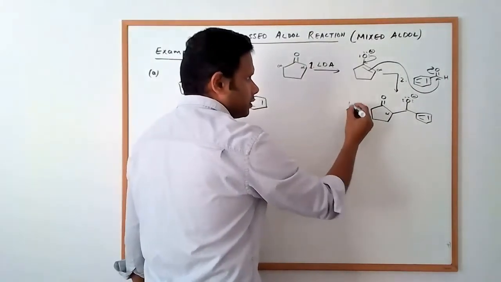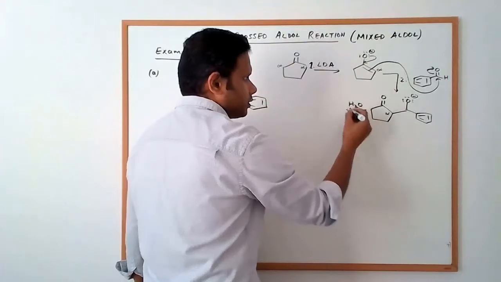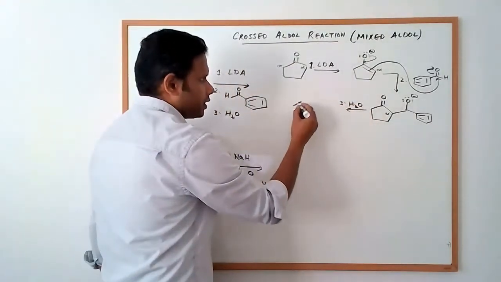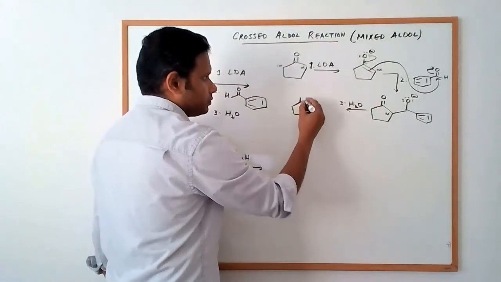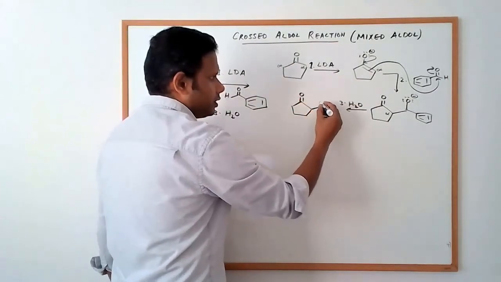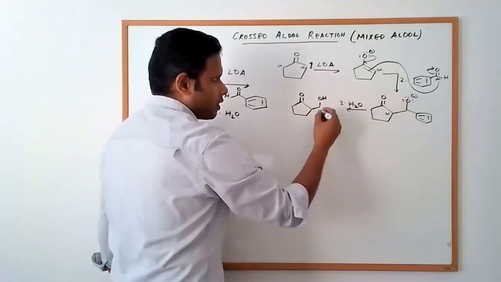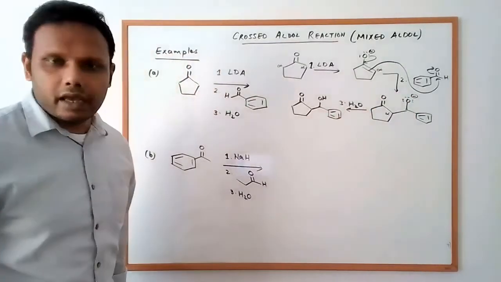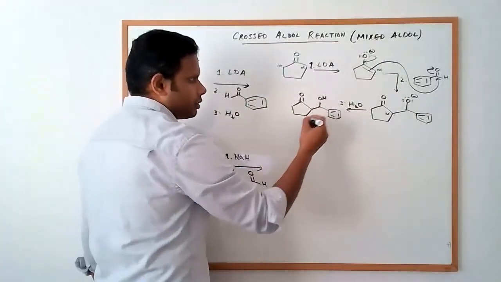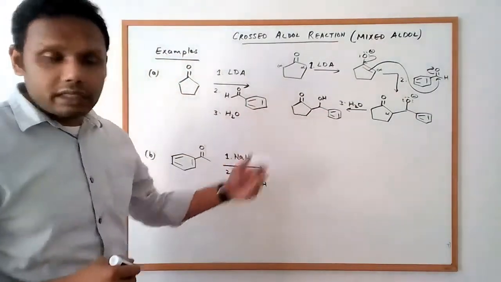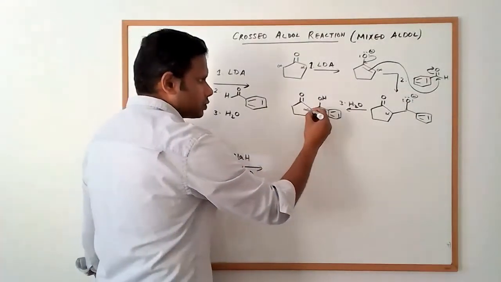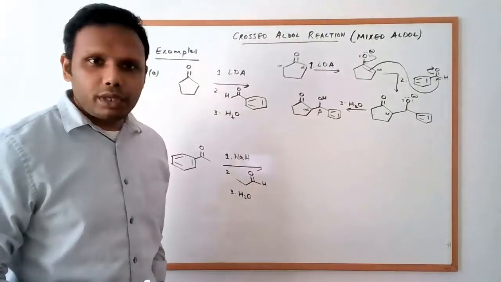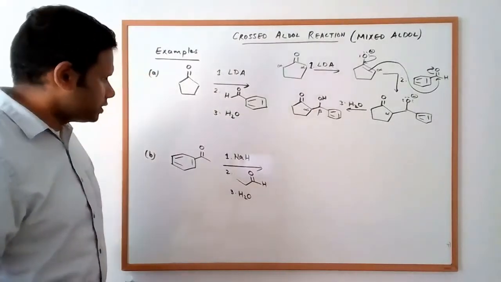And then the final addition of water, which is a protonation step here, is going to convert this alkoxide into the beta hydroxy alcohol. Okay, beta hydroxy carbonyl compound, the beta hydroxy ketone. So that will be our final product after all of these steps.